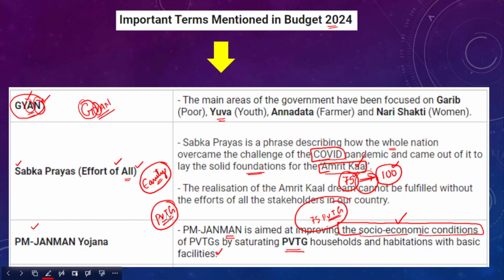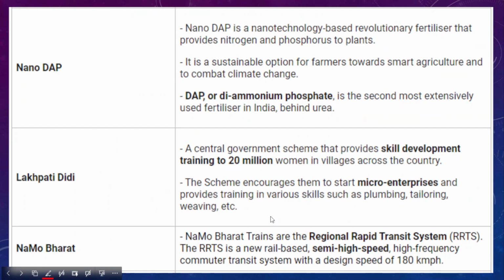In those areas where particularly vulnerable tribal groups usually live, healthcare and education are the major challenges. Therefore, this budget, and particularly the PM Jan Man Yojana, is aimed at providing all necessary infrastructure to improve the living standards of the people in particularly vulnerable tribal groups. After that, we should also talk about nano DAP.